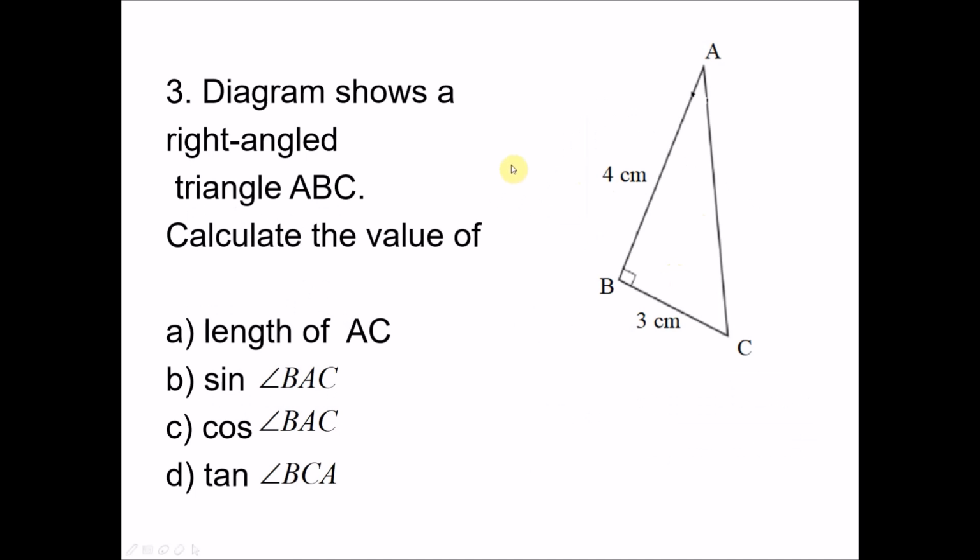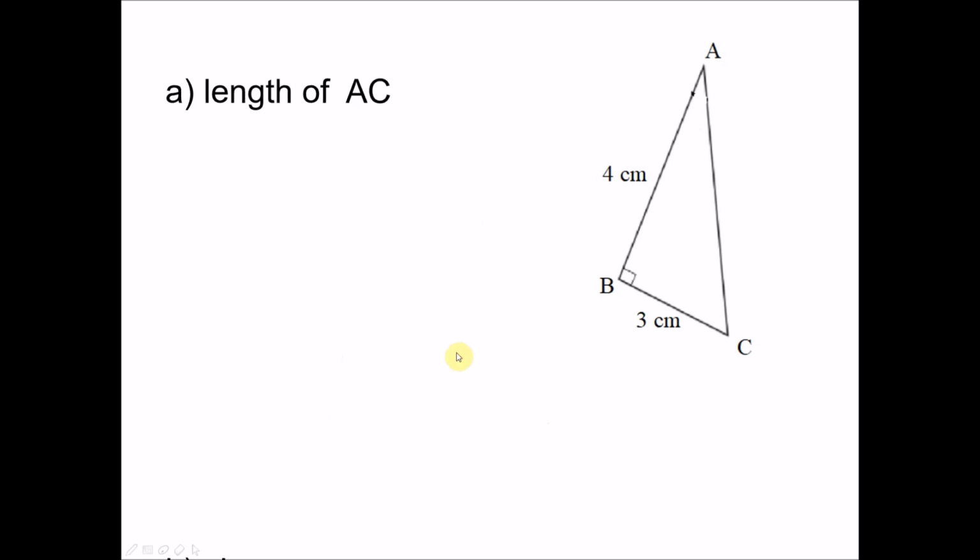Question 3. The diagram shows a right angle triangle ABC. Calculate the value of the length of AC, because the length of AC is not given. Then you find sine, cosine, and tangent for the angles. Notice here the angles are different, but we look at that later on. We find the length of AC first.